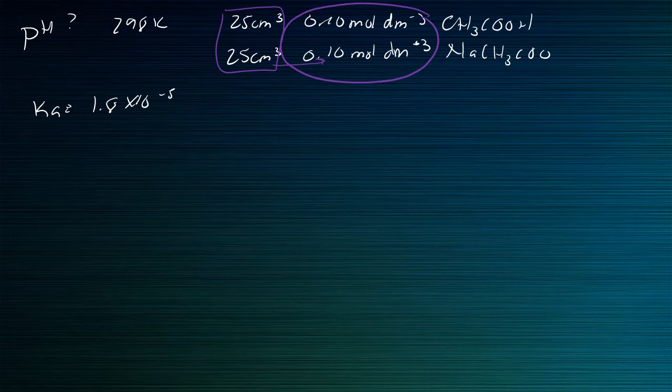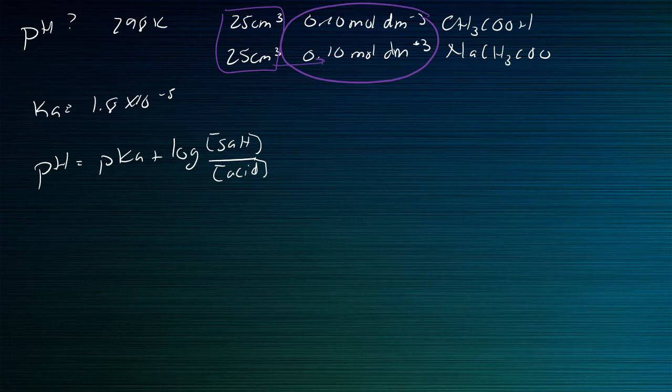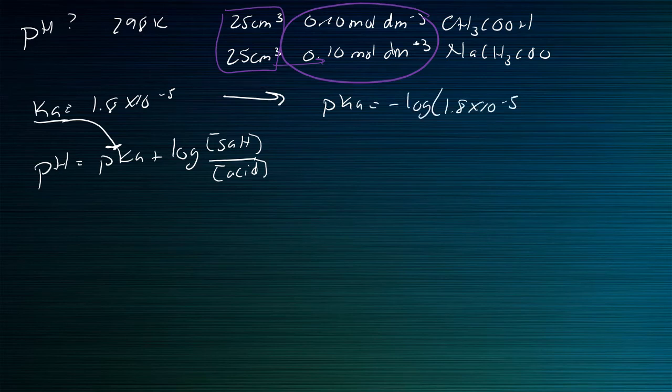All right, so first, if we know our Ka to be that value, right? So we're working with an acid. So we know our pH equals pKa plus the log of the concentration of your salt over your acid. Well, I wasn't given anything except I know my Ka, so I can find my pKa, right? So my pKa equals the negative log of 1.8 times 10 to the negative 5. And that's going to be 4.74.